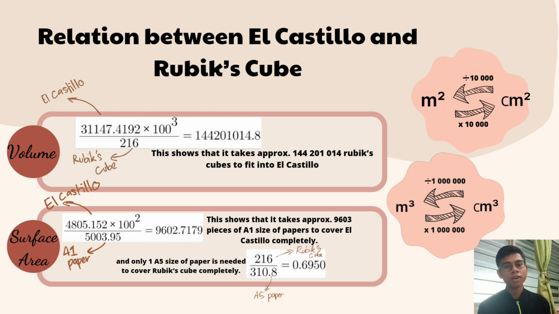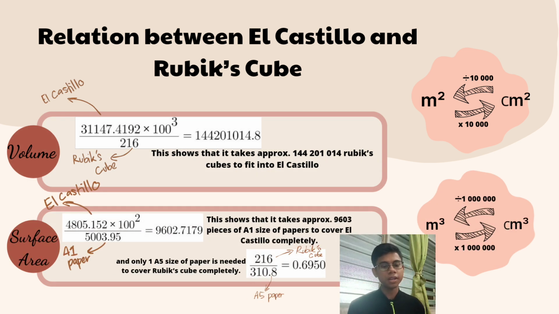Thank you, Azim and Zul, for the detailed explanation of the case 1 and case 2 calculations. Now we can do some relationship between El Castillo and Rubik's Cube. First, we are able to compare how big El Castillo is by comparing it with the Rubik's Cube. As shown in the calculation, we can take approximately 144,201,040 Rubik's Cubes to fit into El Castillo. That is a bunch of Rubik's Cubes to be filled.